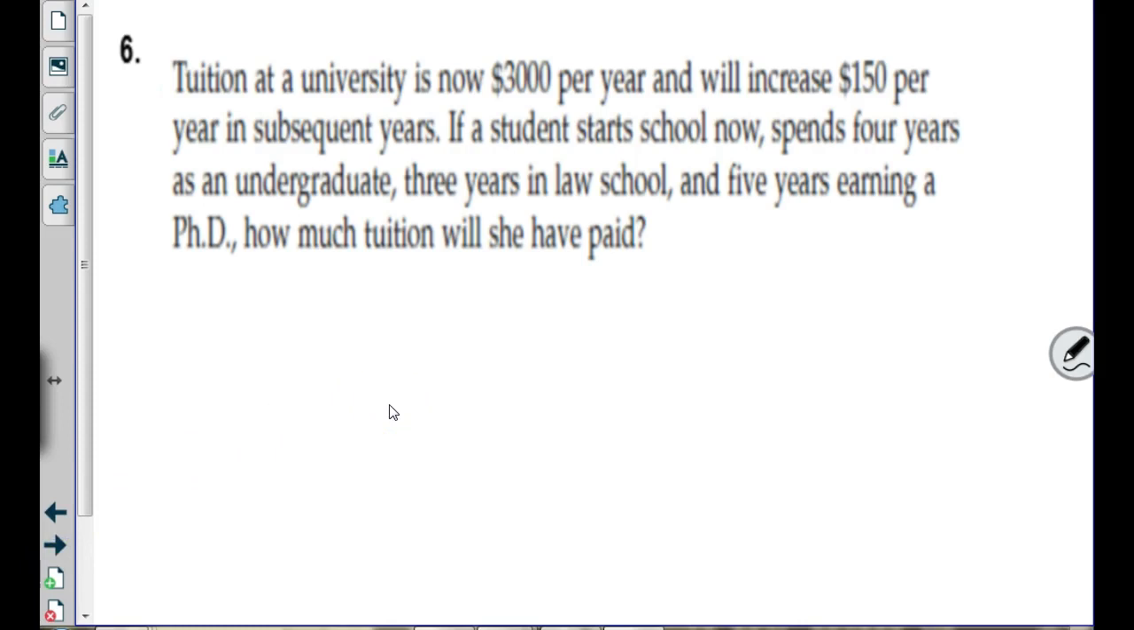Tuition at a university is now $3,000 per year and will increase $150 per year in subsequent years. If a student starts school now, spends 4 years as an undergraduate, 3 years in law school, and 5 years earning a PhD, how much tuition will she have paid?